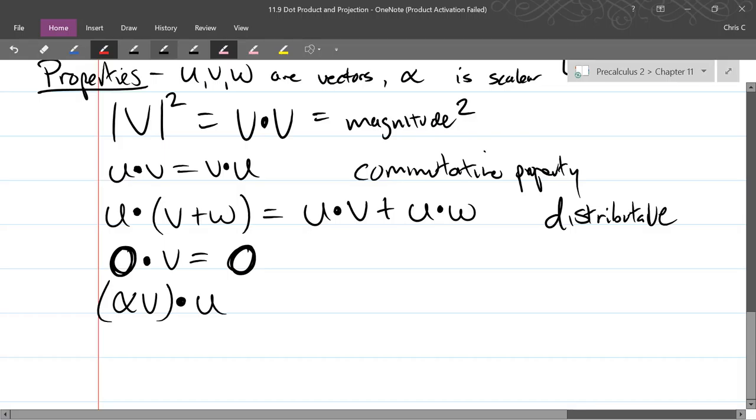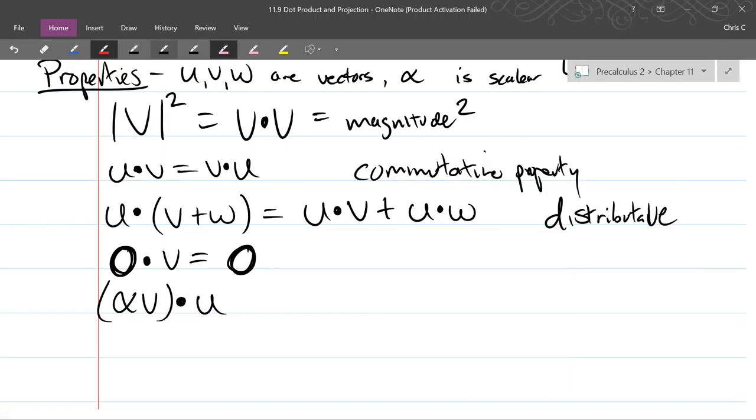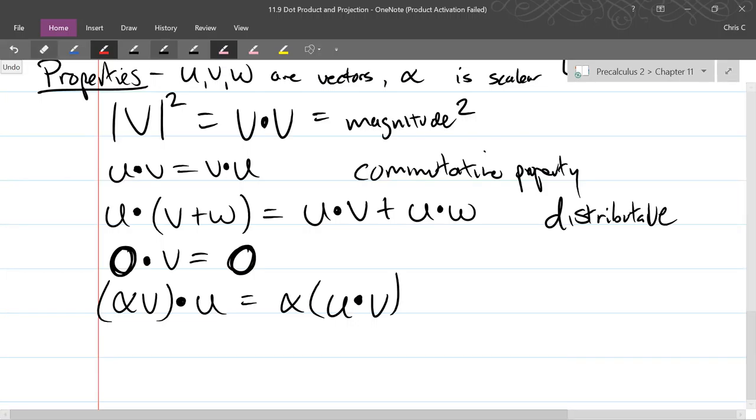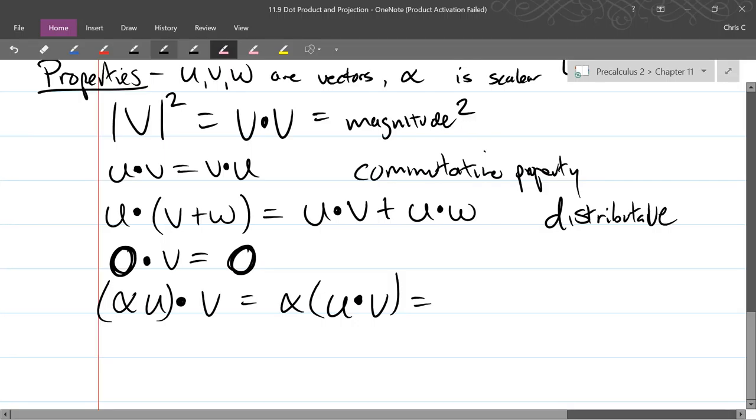Now, scalar multiplication is very compatible with the dot product. What that means is it commutes. So I can write this as, we'll go with alpha first, so I can write it as alpha times the dot product of u and v. Oh, I shouldn't change the order. You can also push alpha into the second vector like that.